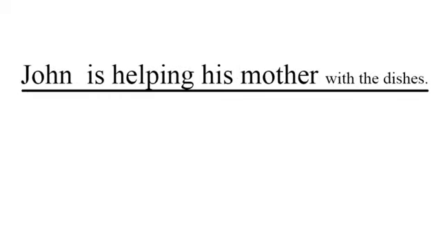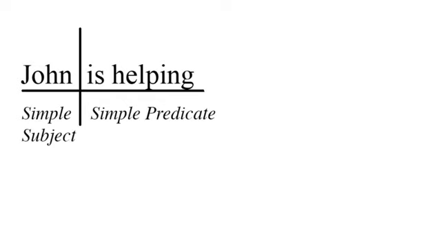John is helping his mother with the dishes. Before I show you, think to yourself, where will we separate the subject and the predicate? We're going to separate them here between John and is helping. Now, think what the simple subject is. John. And what's the simple predicate or verb? Is helping. Here we have two verbs working together.